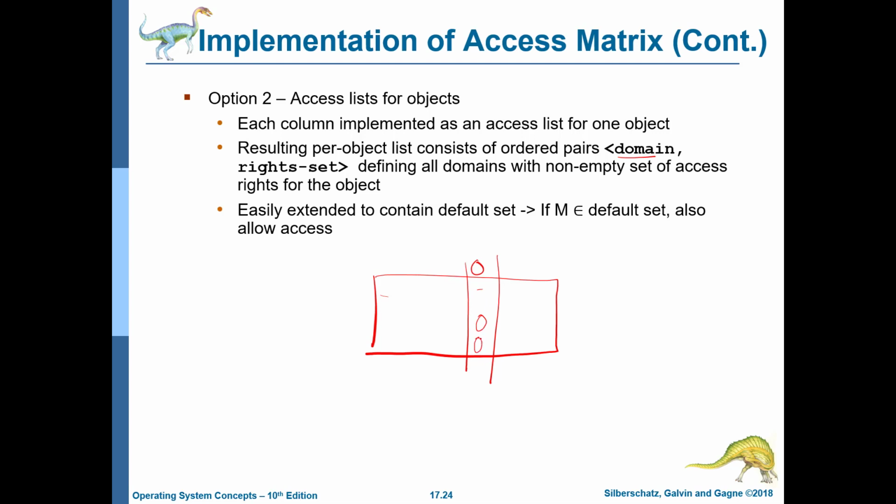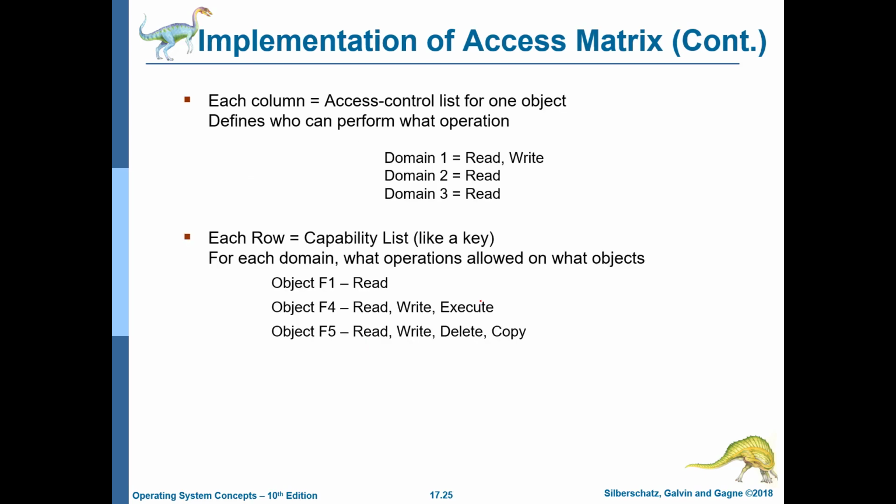All right. And of course, we can also have a default set, in the sense that if, let's say, I'm a member of some default domain, I will have access to this object. But the key point over here is that instead of storing the entire matrix, we can store it column-wise. And in each column, we can omit the entries that are empty and only store those entries which are non-empty.